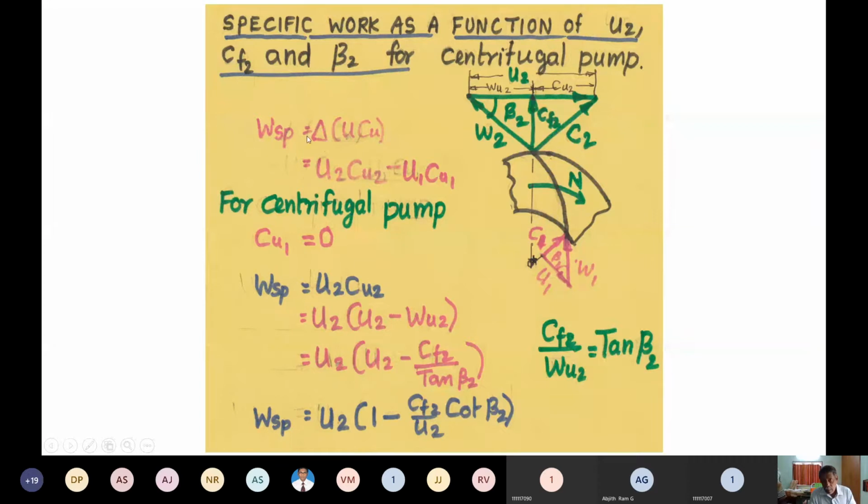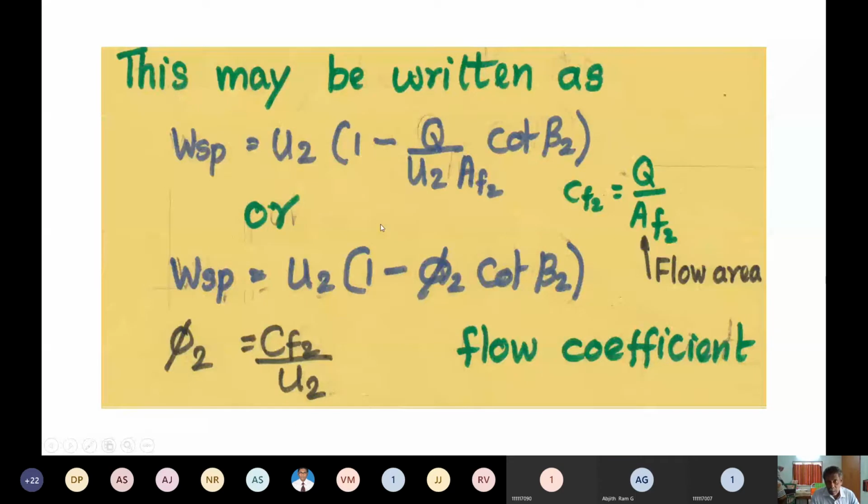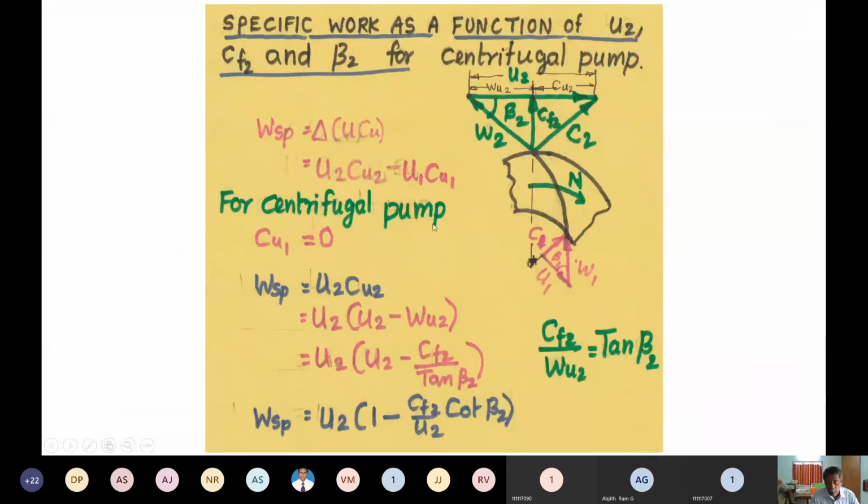We have the so-called Euler equation, W specific is equal to delta UCU, which is equal to U2 CU2 minus U1 CU1. For centrifugal pump, we take CU1 equal to 0. So finally, specific work is equal to U2 CU2, which may be written as U2 into U2 minus WU2.